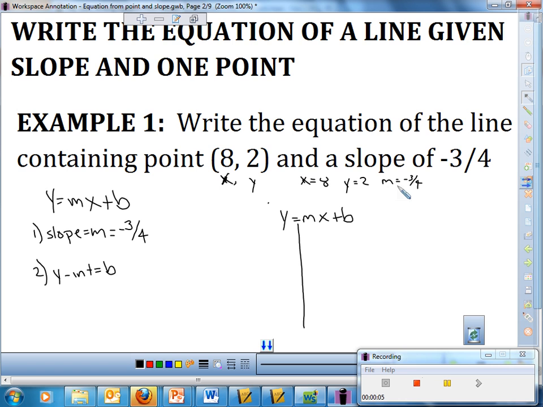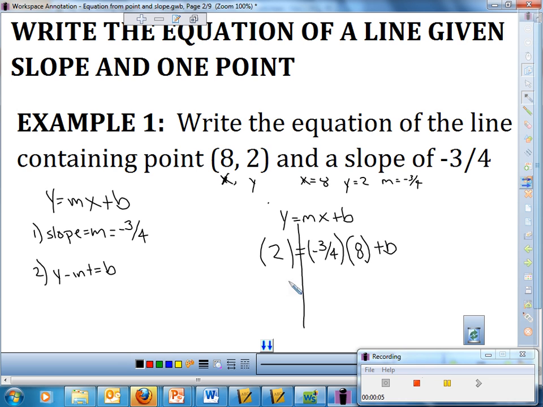Say, okay, the value of y is, and I'm going to use parentheses because it's good to use parentheses when I'm substituting, y is 2. The value of m is -3/4. The value of x is 8. Now, I need to remind myself that when m and x touch like this, it means they're multiplying. So I'm going to use parentheses here to also remind myself that I'm multiplying, because I know when two parentheses touch, it also means multiplying. And I don't know what b is, so I'm going to put plus b.